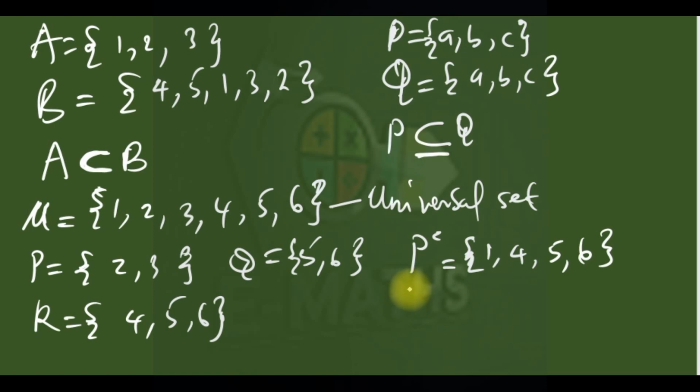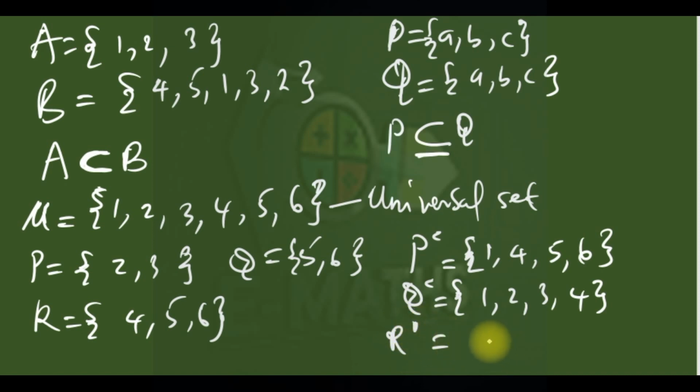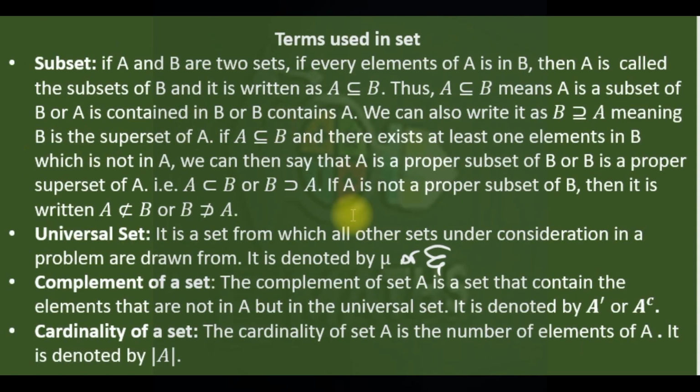And maybe let's do Q complement. We have 5 and 6 in Q, so the other elements, which are 1, 2, 3, 4, are the complement. That's the complement of that. Finally, the complement of R, you can write R prime. It is the elements that are in the universal set but not in R, which are 1, 2, 3. So these are the complement of this set. That's what we mean by complement of a set.